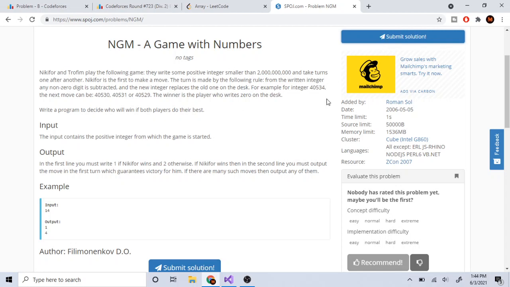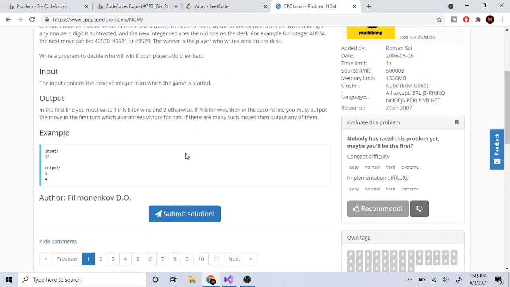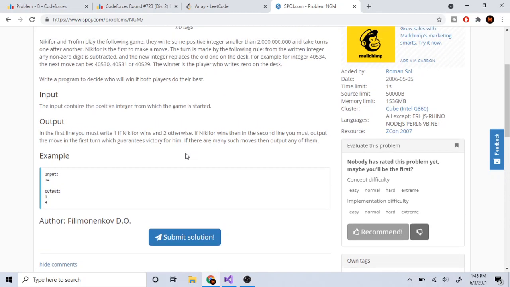So for example, the integer 40534, you could subtract 4 from it and you get 40530. Or you could subtract 3 from it and you would have 40531. Or you could subtract 5 from it and you would have 40529. So the winner is the one who writes 0 on the desk. So that's like the last player who writes 0. All right, so now basically we're just going to decide, with a program, who will win if both players do their best. Okay, so the gist of this problem is actually not that difficult.